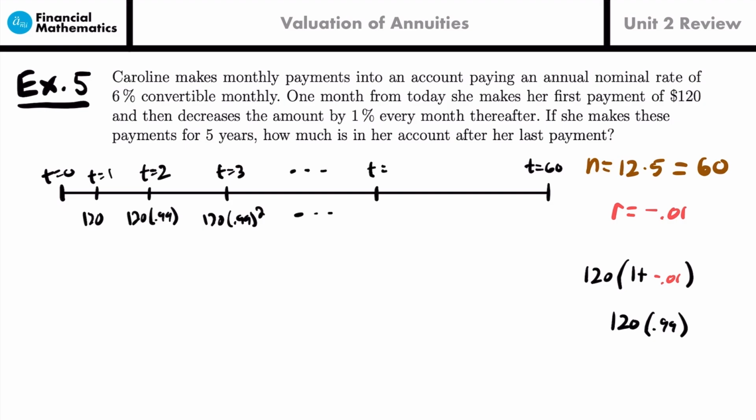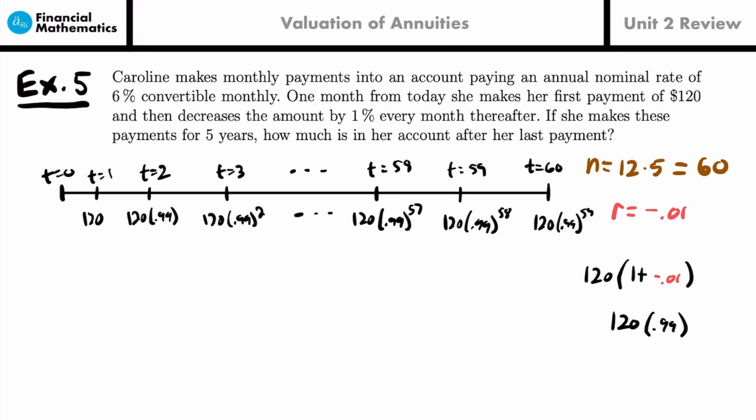Let's do time equals 58, time equals 59, and then there's time 60. So at time 58, our payment amount will be 120 times 0.99 to the power of 57, right? If the power of 0.99 was 2 when time equals 3, it's 1 less than the time. Then at time 58, the power will be 57, and that will continue on for the last 2 payments where we have 120 times 0.99 to the power of 58 and 120 times 0.99 to the power of 59.